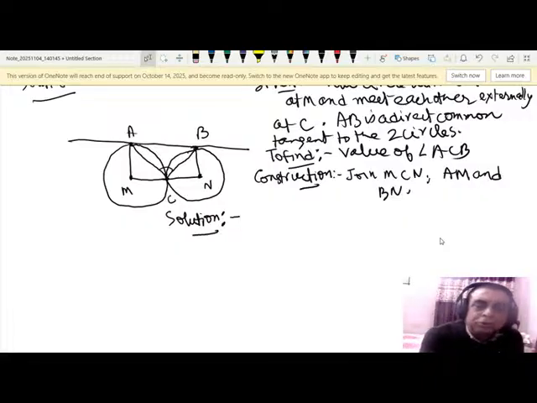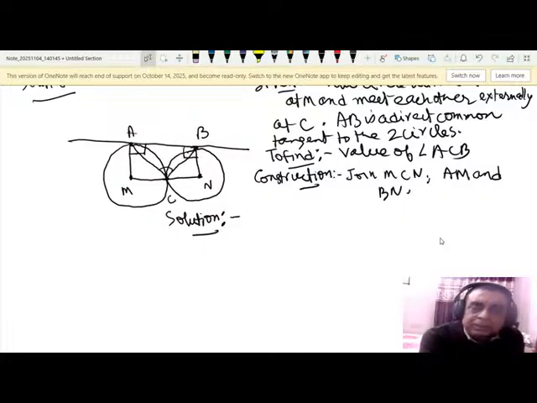Now please understand here. See, here the angle MAB value is 90 degrees. Why? Because we know the radius is perpendicular to the tangent. Similarly, angle NBA will also be 90 degrees, radius perpendicular to the tangent.